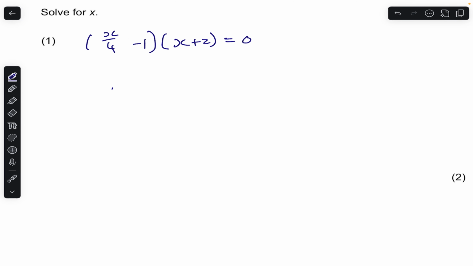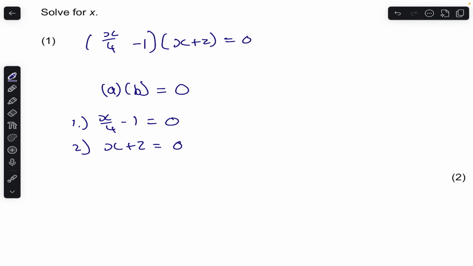We need to understand the structure. The equation is in the form of a times b equals 0. And we know from the zero product property that if two things multiply to 0, then either one or both must be 0. So that means we can split this into two simpler equations. One being x divided by 4 minus 1 equaling 0, and the second one being x plus 2 equaling 0. Let's solve each of them one at a time.